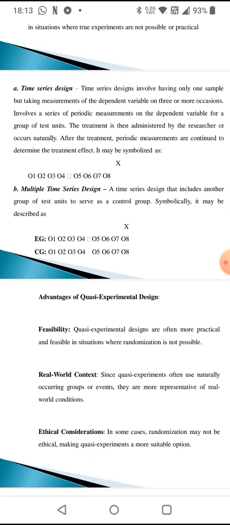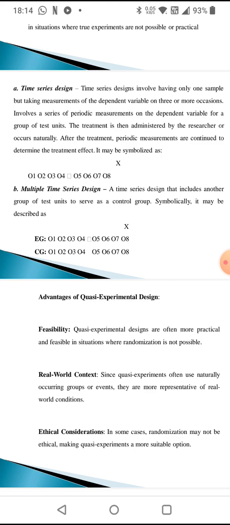So coming to this, we have time series design. So first one being the time series design. This time series design involves having only one sample but taking measurements of the dependent variable on 3 or more occasions, right? So it involves a series of periodic measurements on the dependent variable for a group of test units. The treatment is then administered by the researcher or it occurs naturally.